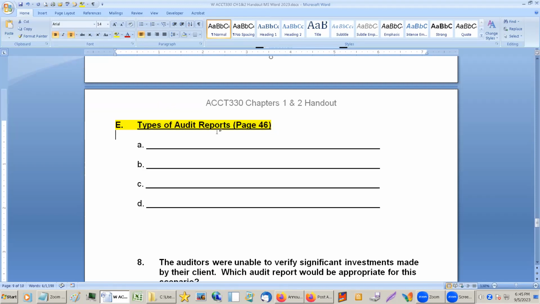Okay, so we're going to use this. I want to jump ahead to this because this is for the Medtrans case. Okay, types of audit reports. The first one is called unmodified.